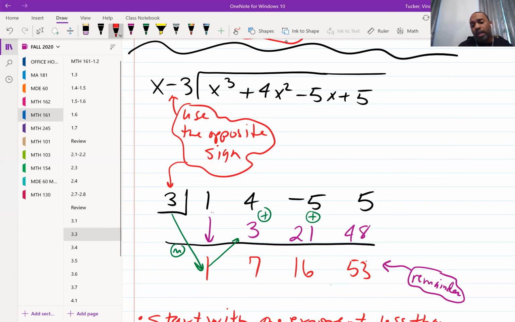All right. So once again, you bring down the first number. In this case, it was 1. Then you take the number in this box and multiply it times that number down here. And then you send it up above the line to be added to the next number. Add those numbers together and then repeat the process. 3 times 7 is 21. Put the 21 up here. Negative 5 plus 21 is 16. 3 times 16 is 48. Add those together. That'll give you 53. The last number right here is always your remainder.